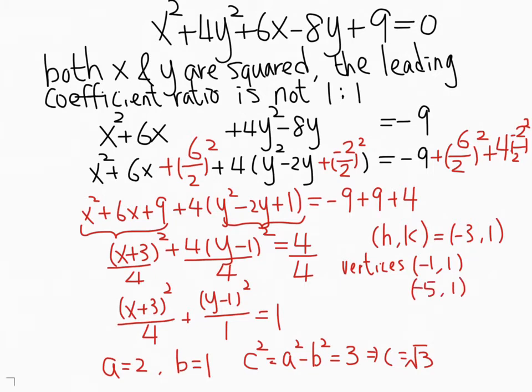The foci, so again, it's going to be horizontally oriented. So it's going to change the x value only. From the center location, we add c units, we subtract c units, which is -3 plus square root of 3, 1, and -3 minus square root of 3, 1.